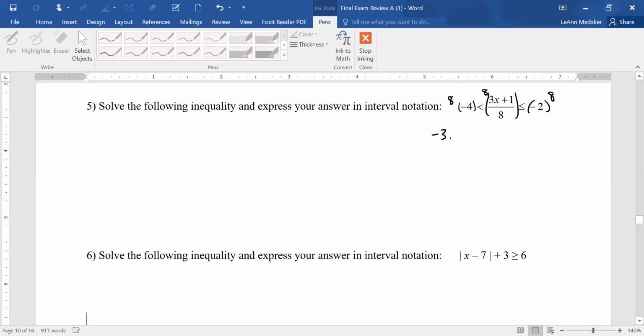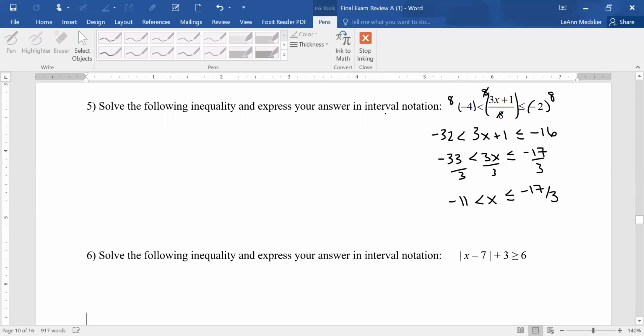That makes this negative 32 less than the 8 in the middle would cancel. So I just have 3x plus 1 less than or equal to negative 16. I would then subtract 1 from all three sides. That makes this negative 33 less than 3x less than or equal to negative 17. Divide all three sides by 3. That makes this a negative 11 less than x less than or equal to negative 17 over 3.